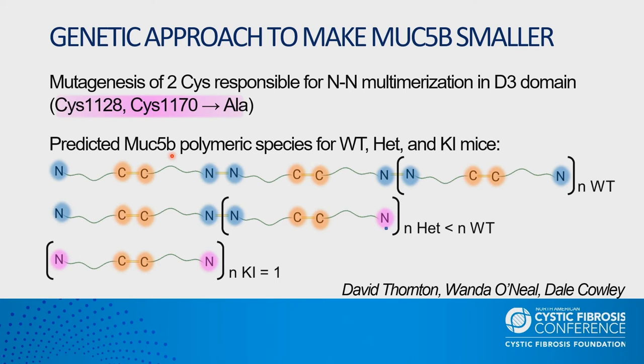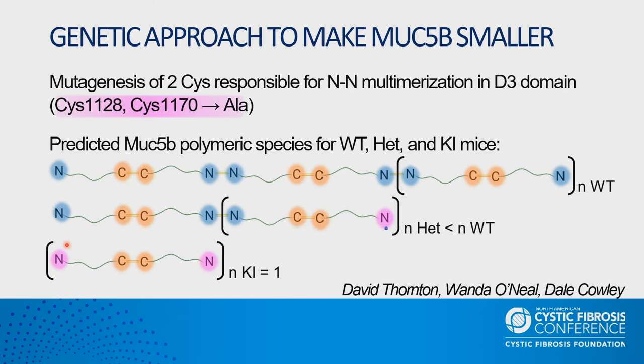So we designed an alternative approach, which requires mutating the two cysteines that are responsible for N-N multimerization in the Golgi. And using this approach, we designed a mouse model where the mucins that can be secreted are either wild type, so long and high molecular weight polymers, or a little bit shorter, because every time a heterozygous mutant dimer is incorporated in the chain, it caps the chain, and so those mucins are supposed to come out shorter. And then in the homozygous knock-in mouse, we're just going to have dimeric mucins, where the C-C disulfide bond is preserved, but there is no further elongation of the chain through the N-terminal multimerization.